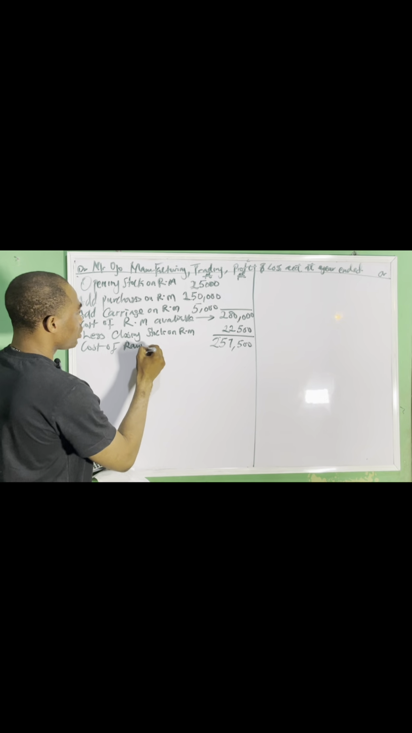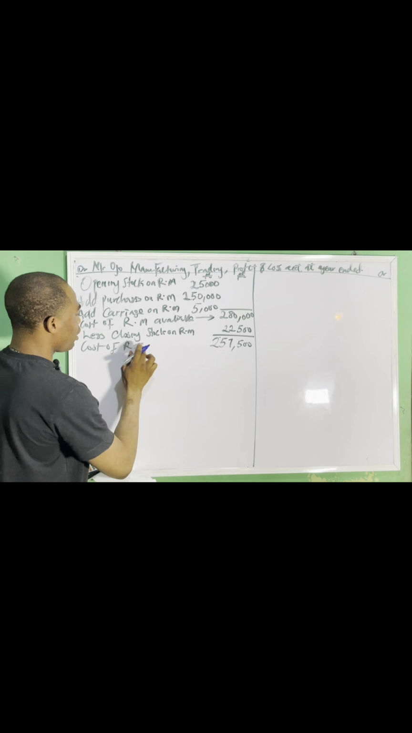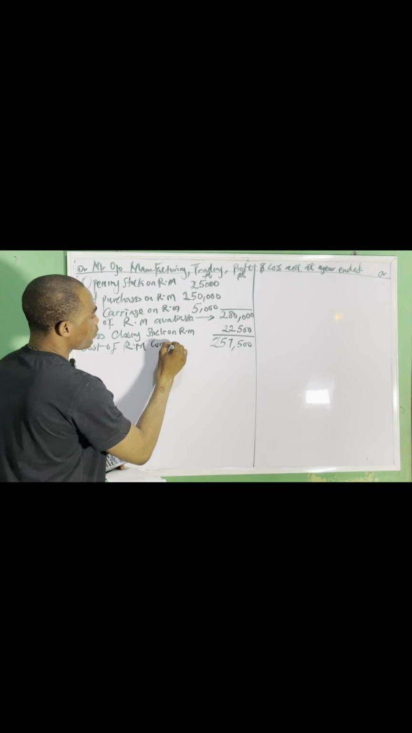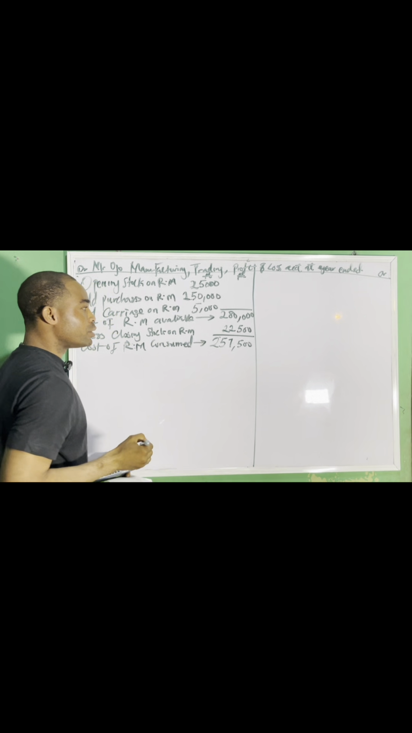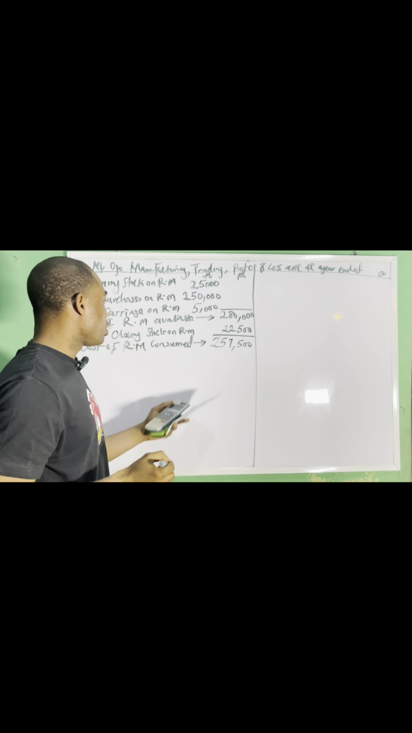This value or this cost that we have here, we know as cost of raw materials consumed. This is cost of raw materials consumed. So I hope you are following it step by step. So this is cost of raw materials consumed.